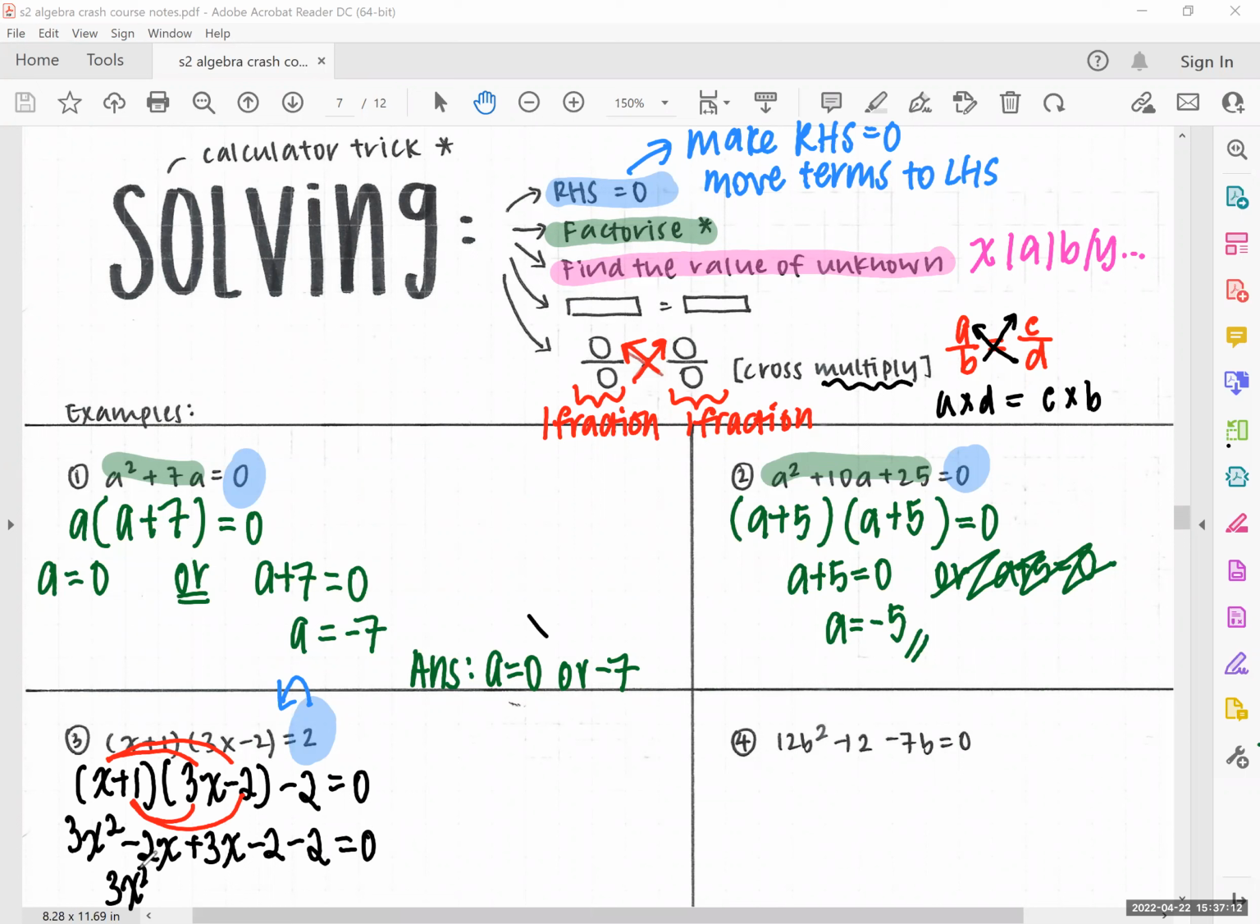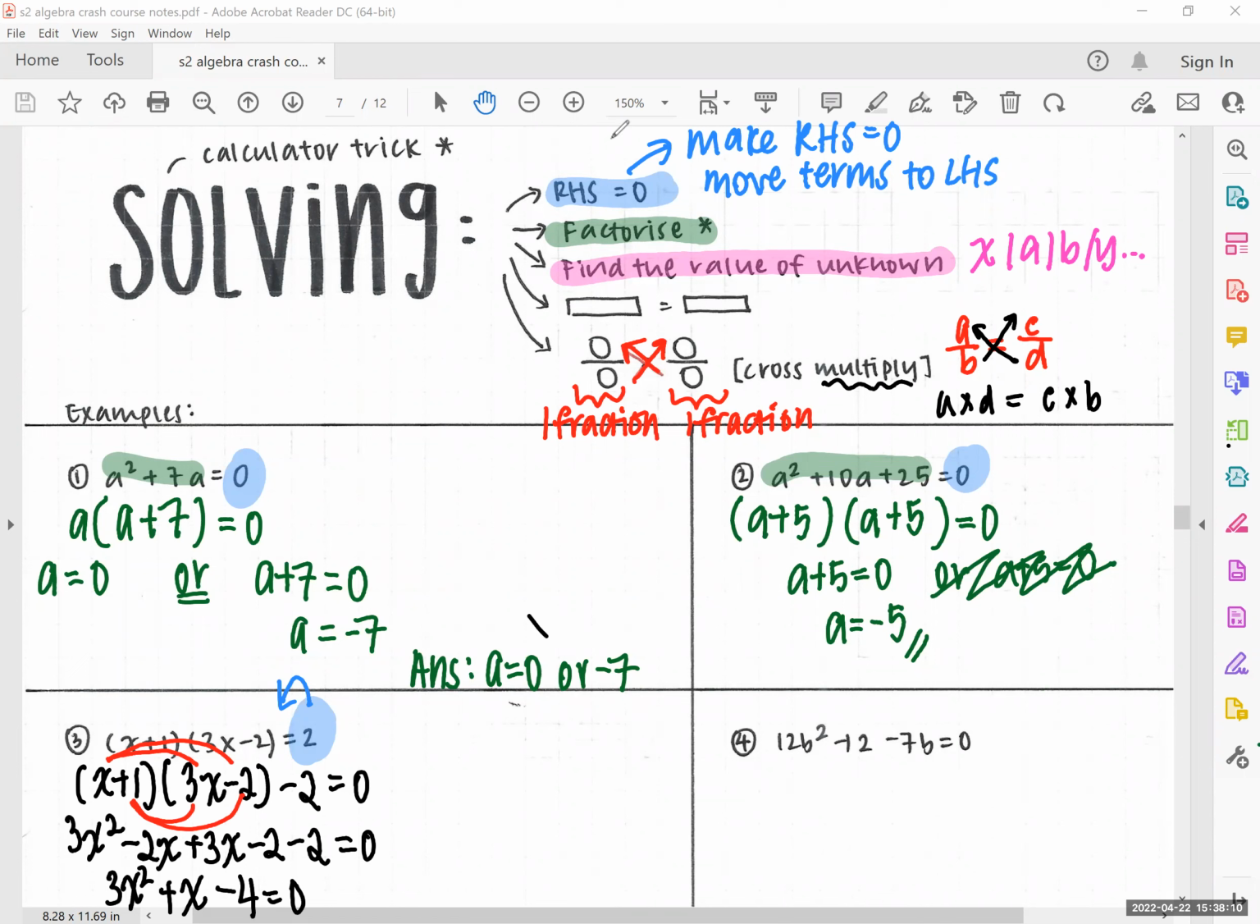3x squared, minus... It's not minus. Plus x, yes. Plus 4? Not plus 4. It's not plus 4. Minus 4. Okay, so right now, once we get this, what do we do? From here, what do we do? 3x squared plus x minus 4 equals 0.